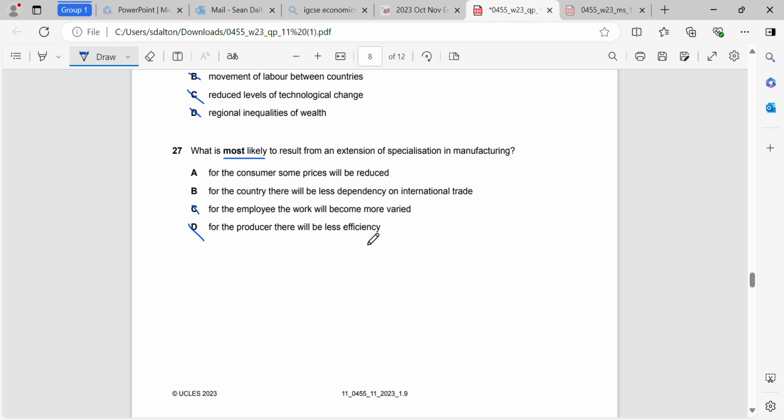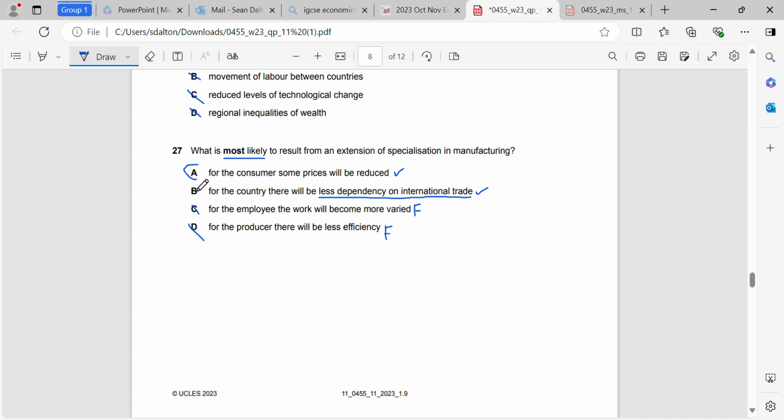For the producer, there will be less efficiency. That is not true. That's false. There will be more efficiency. For the employee, the work will become varied. That is also false. The work will become repetitive or boring if they're doing the same thing every day, all day. There will be less dependency on international trade. Okay, so this is one of the scenarios that could happen, and the consumer's prices would be reduced. This is another scenario that could happen.